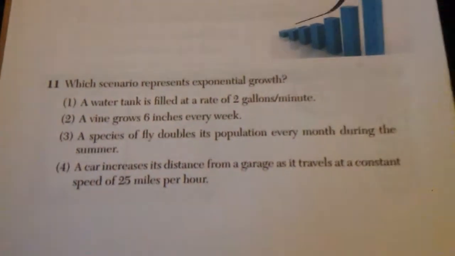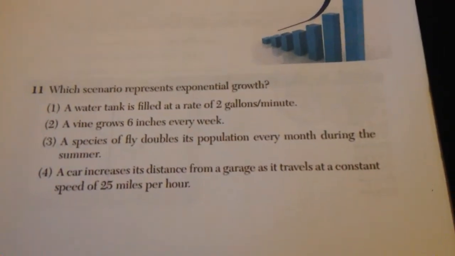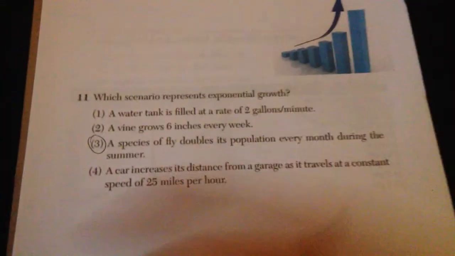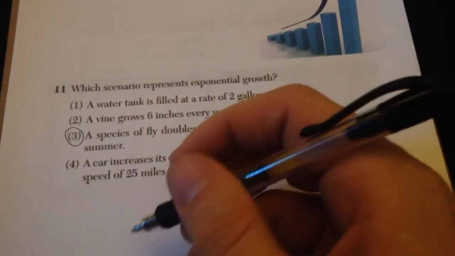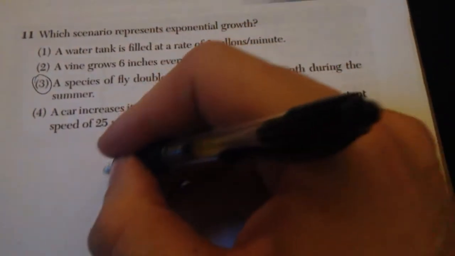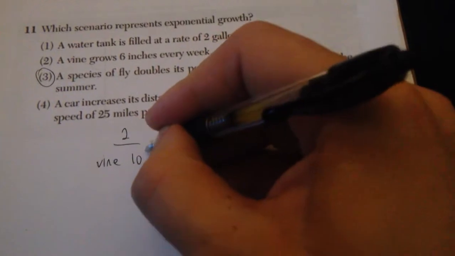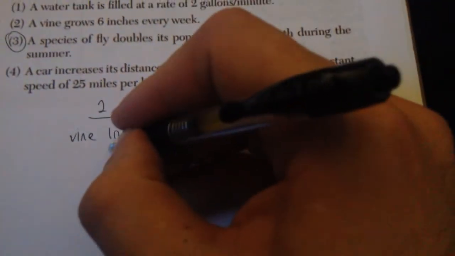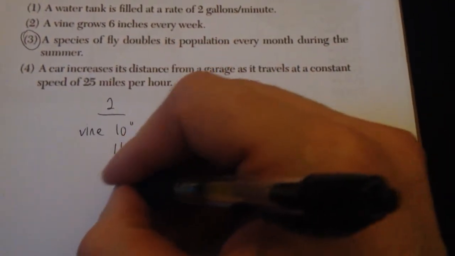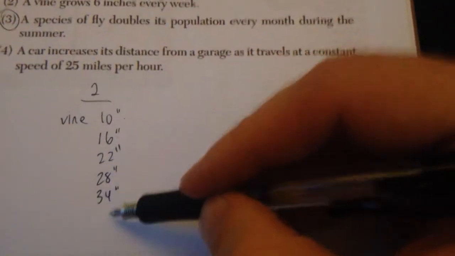Number 11 is asking which one represents exponential growth. This is choice 3. The reason why is like something like number 2. If the vine, we'll say, is 10 inches to start, and then the next week it grows 6 inches, now it's 16, now it's 22, now it's 28, now it's 34. See how it's going up by the same amount every time?